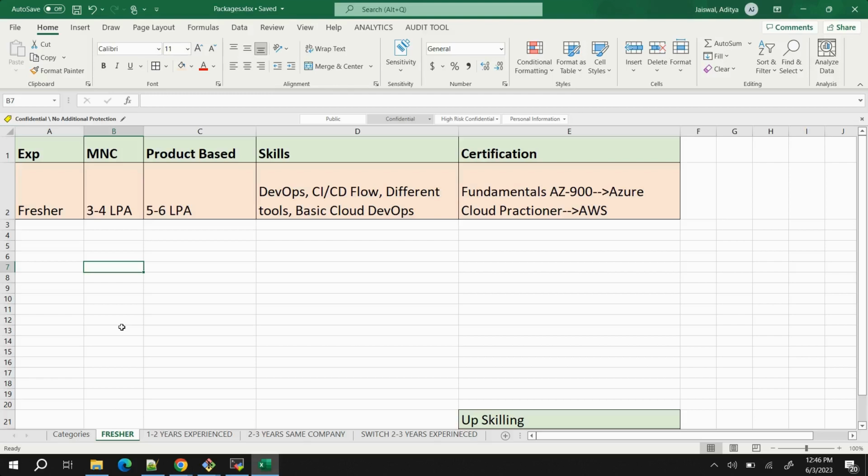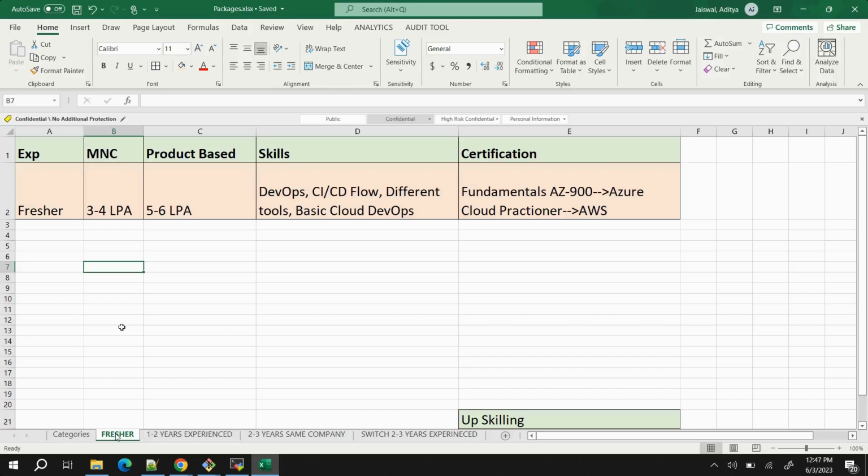But the criteria for getting a job in these companies is a little bit different. MNCs usually get a bulk amount of students from colleges through campus placement. Product based also goes through campus placement, but in product based you can apply outside also, depending on what skill sets you are having. So this is the basic average package that MNC and product based companies are offering for freshers. Now, for the DevOps profile, what skill sets should you be having as a fresher?